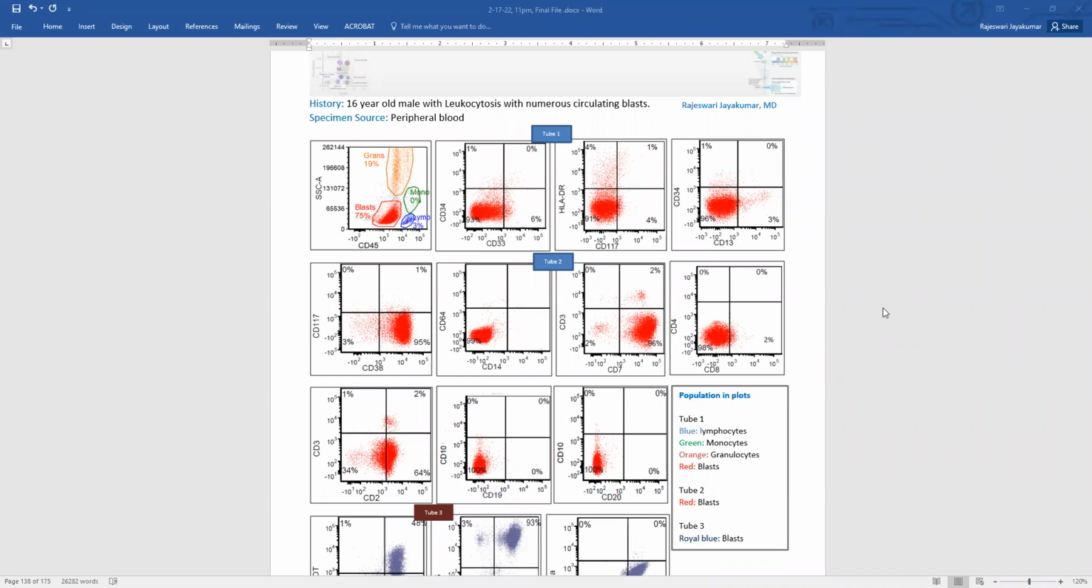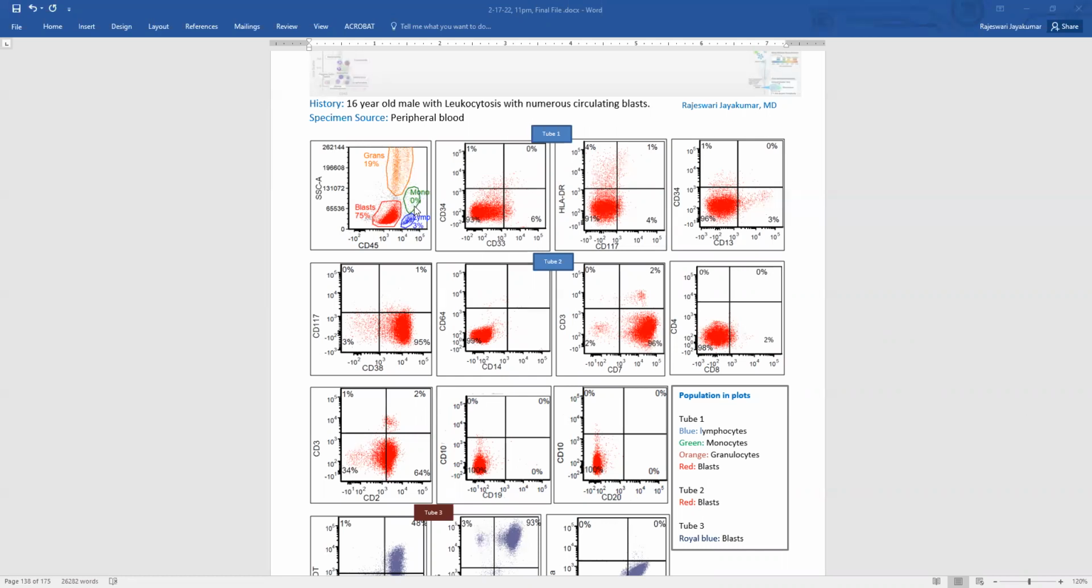Hello everyone, we are now going to go over peripheral blood flow cytometry from a 16-year-old boy with leukocytosis and numerous circulating blasts. So let's start with CD45 versus side scatter. We have a small number of cells in the lymphocyte gate, which is 3% as shown here. These have bright CD45 and low side scatter.